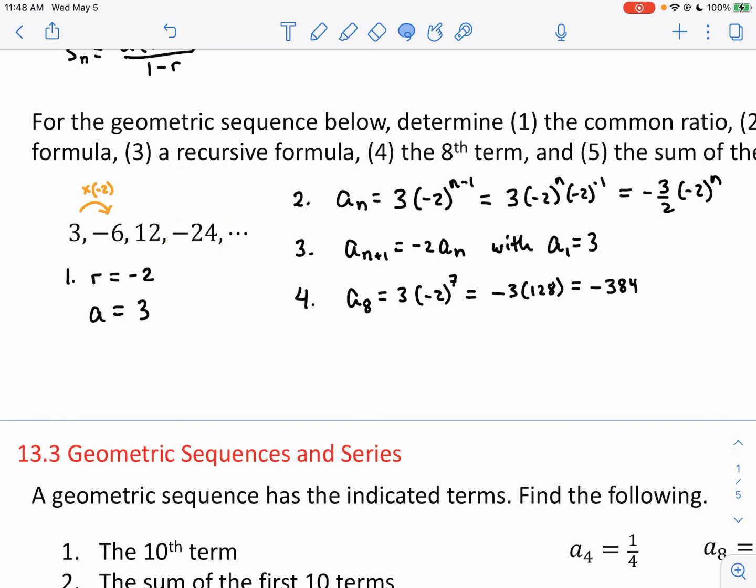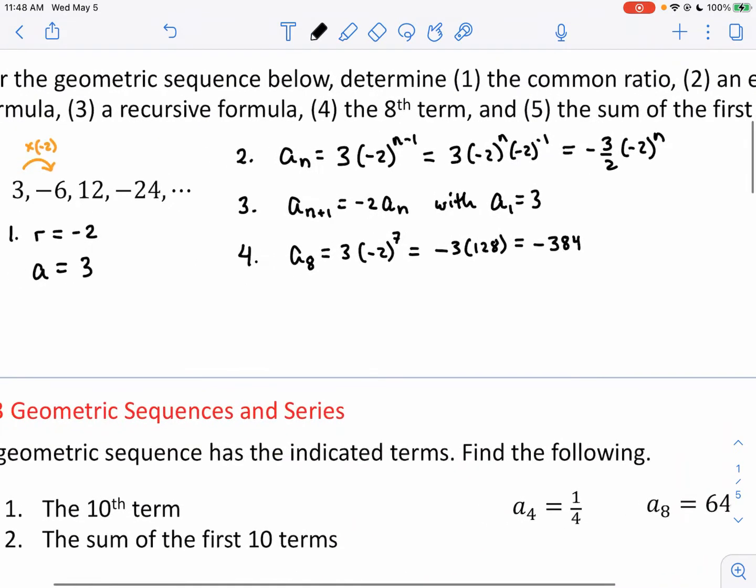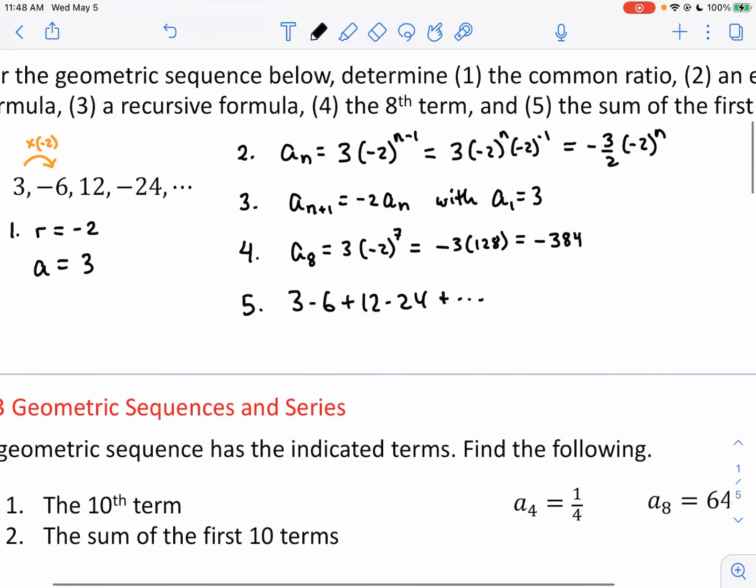So we could also just continue that way. And finally, the sum of the first 8 terms. All right, so the first term is 3, and then we're going to subtract 8, and then we're going to subtract 6, then add 12, then subtract 24, and we're going to continue this up until we get to the 8th term, which is subtracting 384.